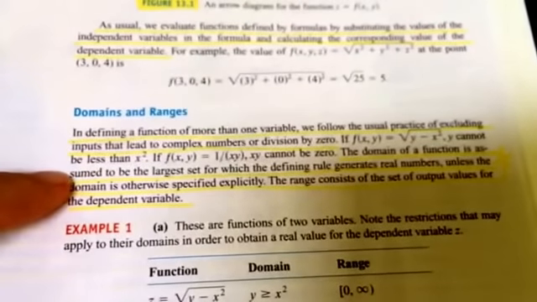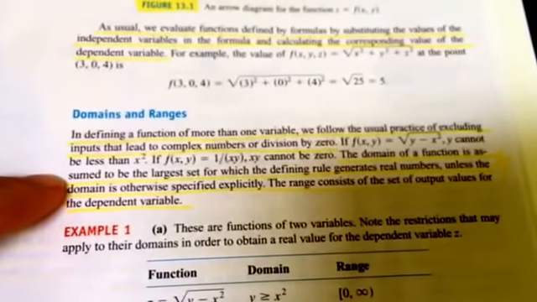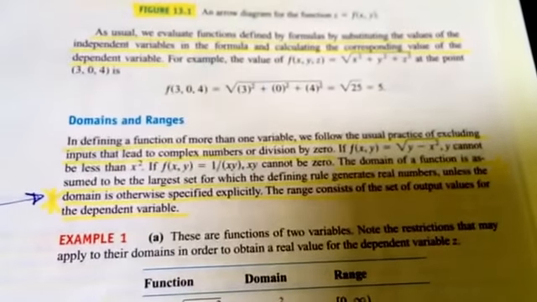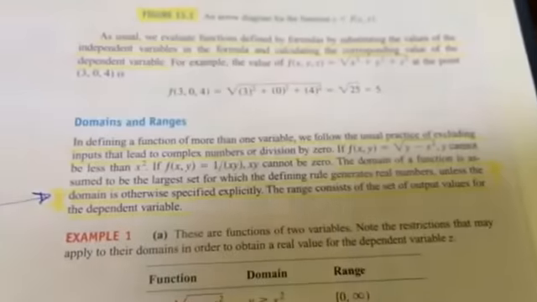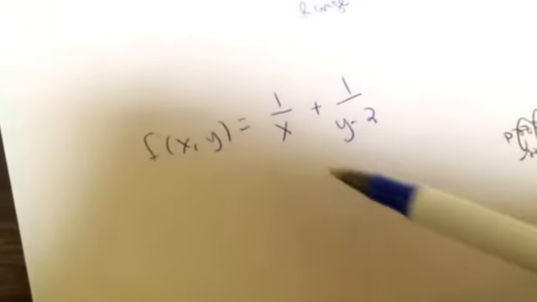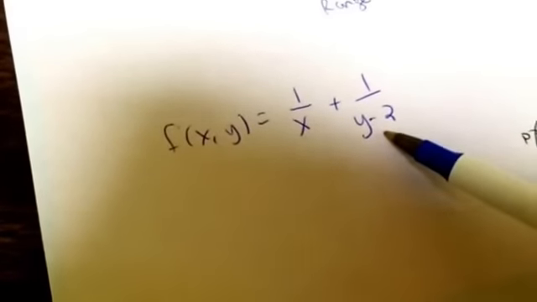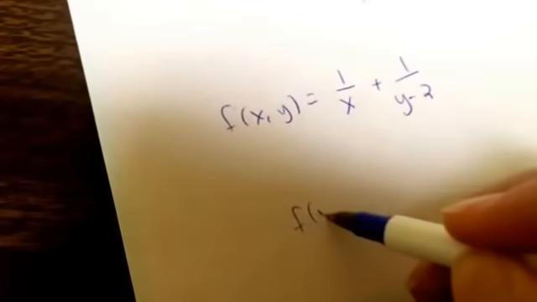So here, the domain of a function is assumed to be the largest set for which the defining rule generates real numbers. So in other words, all of the stuff that you can plug in, but you have to watch the dimensions, right? Let me show you an example. Say your function f of x,y was 1 over x plus 1 over y minus 2, maybe, right? So you can plug in anything you want as long as the x coordinate is not 0 and the y coordinate is not 2, because you don't want zeros in the denominator, right? So there are restrictions there.